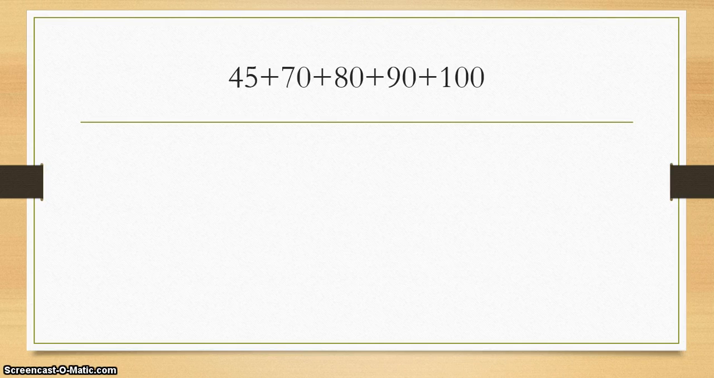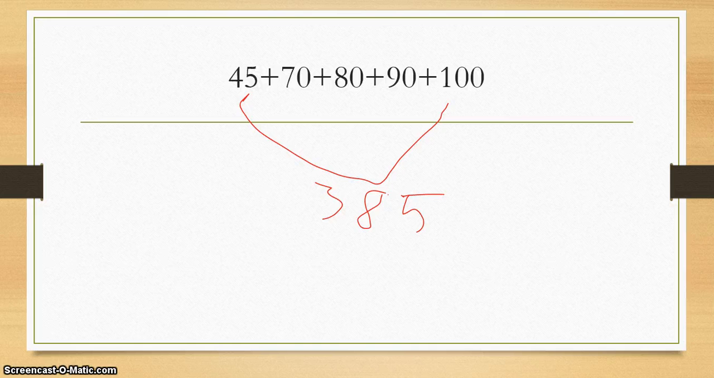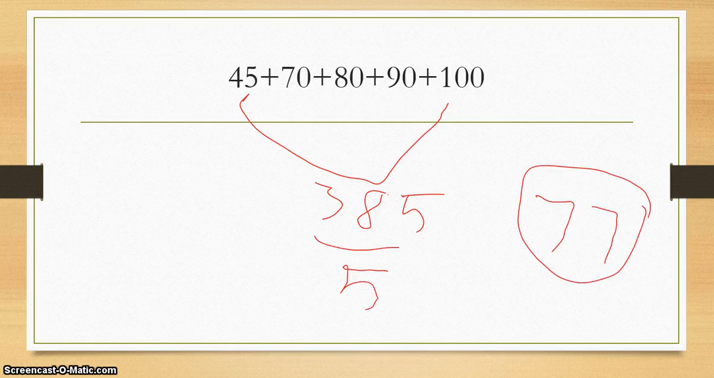So what we're going to want to do first is add up 45, 70, 80, 90, and 100 to get a total of 385, and then we're going to have to find the average, so we're going to divide it by the number of things that were added, and that would be a total of 5, so we would get the number 77.